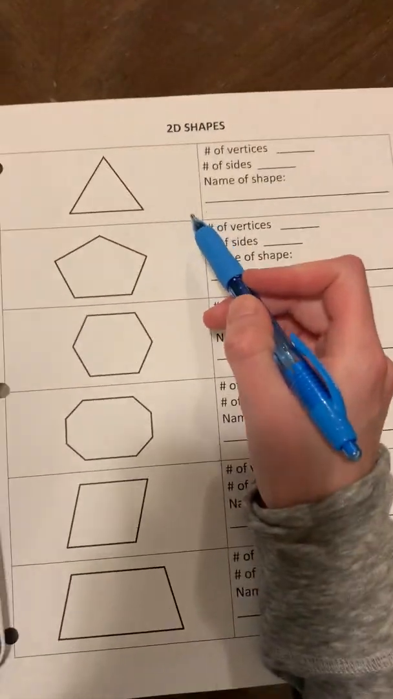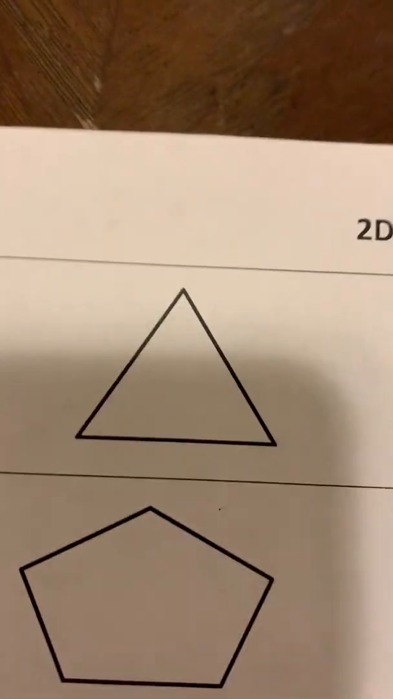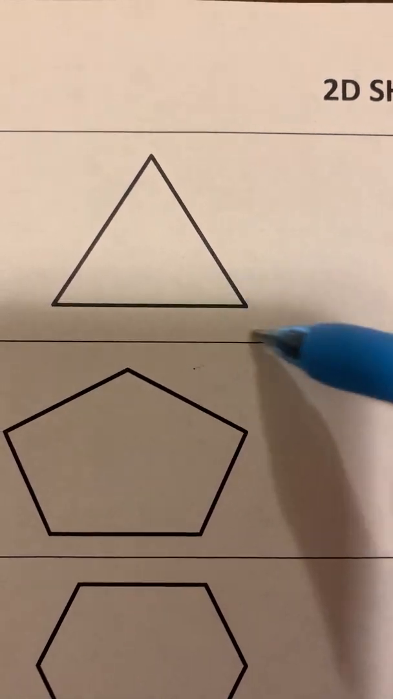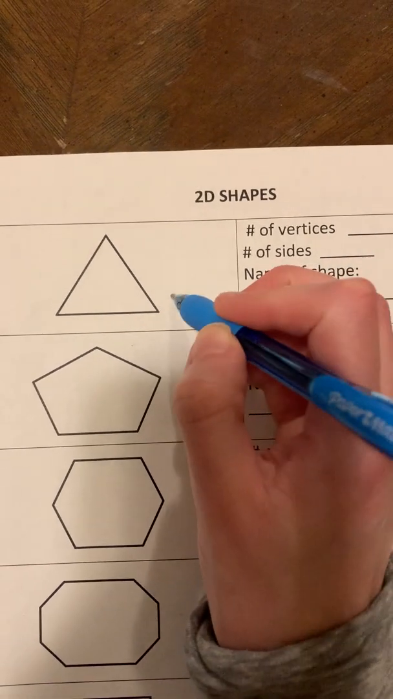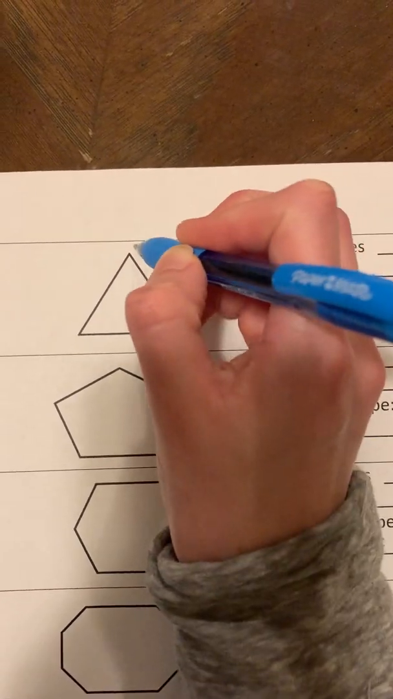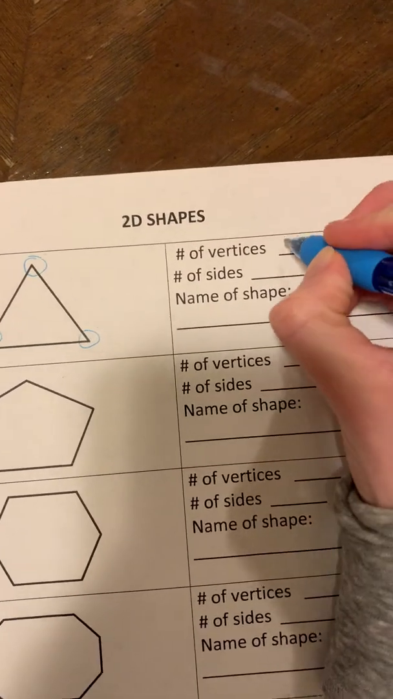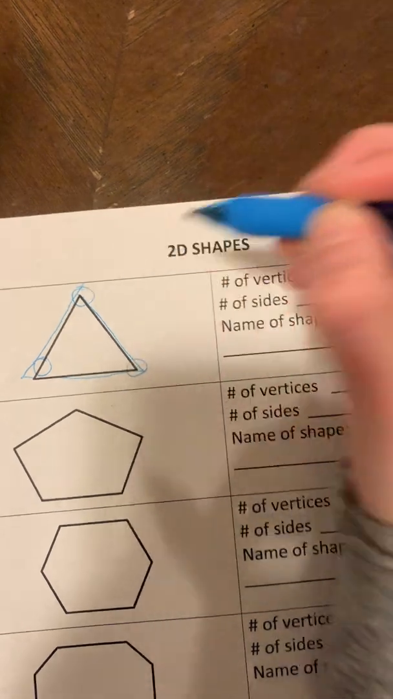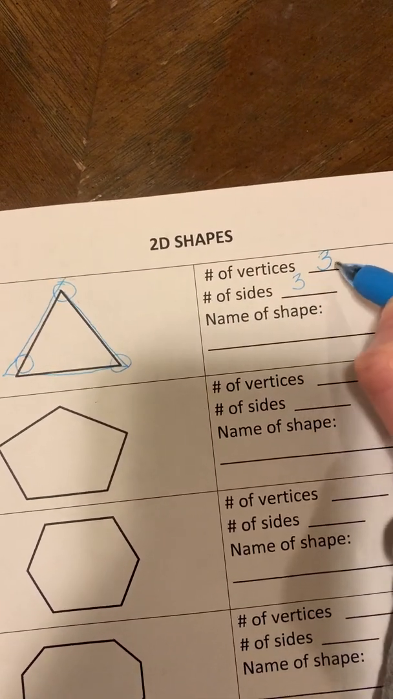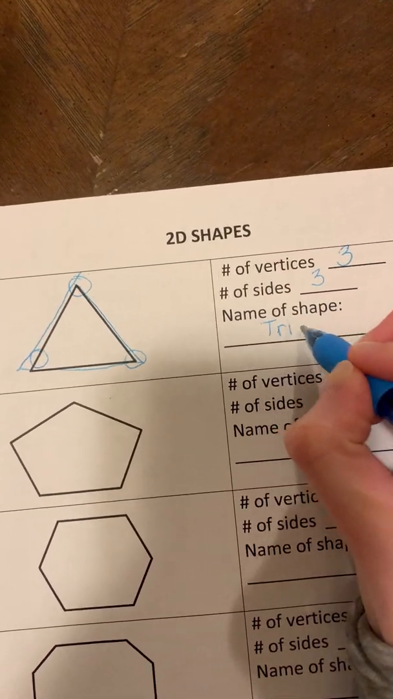All right, so let's start with this first one. And we'll start with the number of vertices. And if you remember, vertices are corners. So let's count the number of vertices. Ready? Here we go. 1, 2, 3. All right, there's 3 vertices. Write that in the space. Okay, number of sides. You can draw if you want to. 1, 2, 3. 3 sides. Do you see a pattern going on? And what is this shape? You're right, it's a triangle.